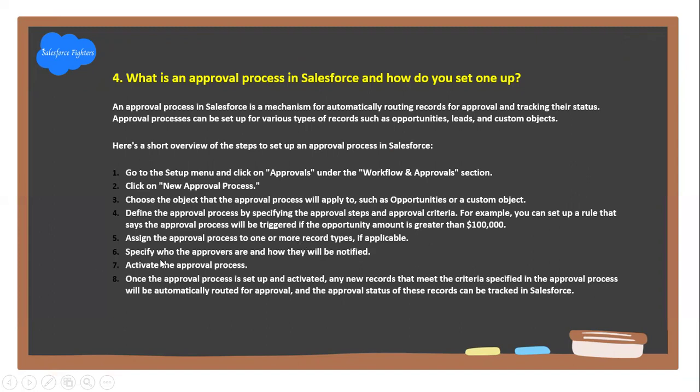Next, specify who the approvers are and how they will be notified. Activate the approval process. Once the approval process is set up and activated, any new records that meet the criteria specified in the approval process will be automatically routed for approval, and the approval status of these records can be tracked in Salesforce.